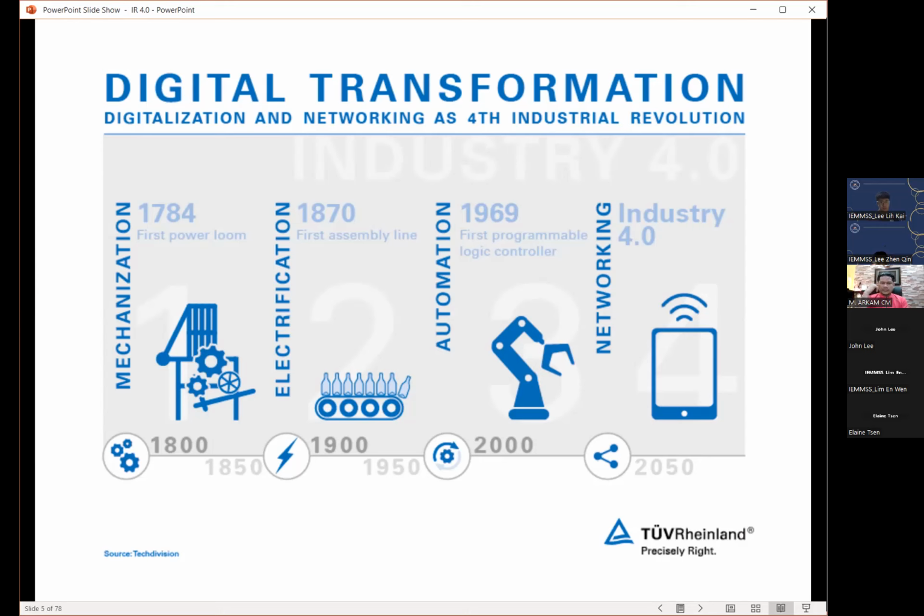So this is where we can understand that mechanization using the steam turbine, and then electrification in 1870, where the assembly line was introduced, and then PLC automation, where we start to go for automated things, and now IR 4.0 is talking about networking, Wi-Fi, signals, data, and whatnot. So digital transformation from mechanization, steam turbine, into networking and the digital-related industry. Now we are witnessing this as our time, when we are currently in the industry.